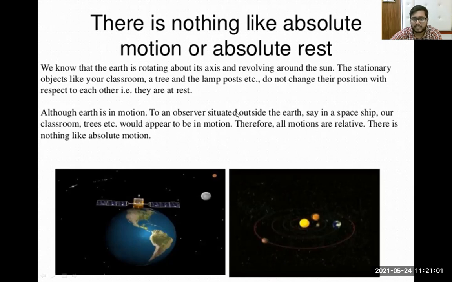To an observer situated outside the earth, suppose a person in a space shuttle, with respect to that person in space, our classroom, trees, etc. would appear to be in motion. Therefore all motions are relative to each other. We cannot specify absolute rest or absolute motion. Everything is relative. There is nothing like absolute motion available for rest and motion.